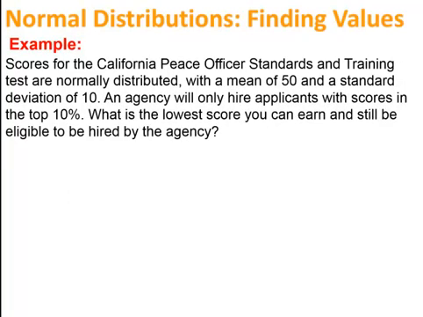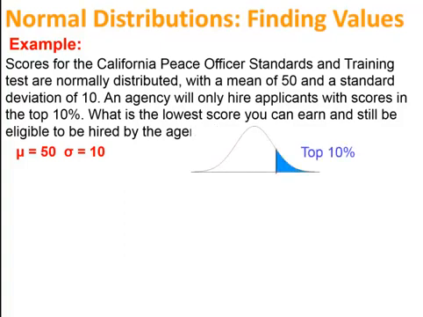This next example, we have scores for the California Peace Officer Standards and Training Test are normally distributed with a mean of 50 and a standard deviation of 10. An agency will only hire applicants with scores in the top 10%. What is the lowest score you can earn and still be eligible to be hired by the agency? So the key information here is I have my mean of 50 and my standard deviation of 10.